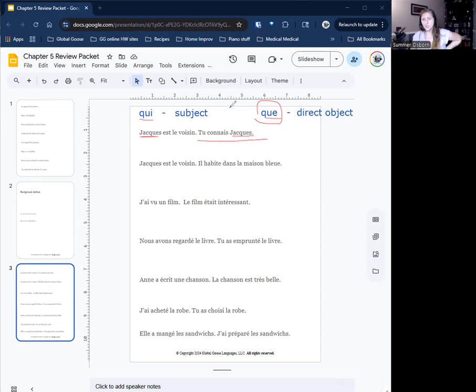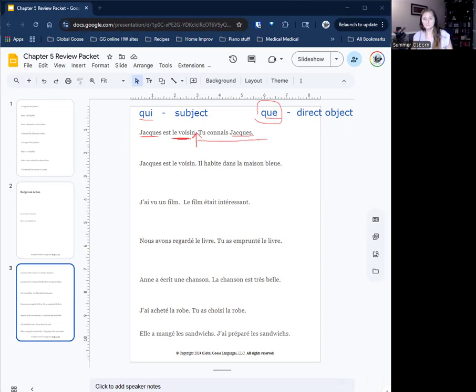Now, whether I've used qui or que, the connection is going to go here because le voisin is the thing that we're bringing into the next phrase, okay? Jacques is the neighbor, le voisin. So we're going to take the word neighbor and we're going to say he's the neighbor that you know, right? So we need the word que right there.